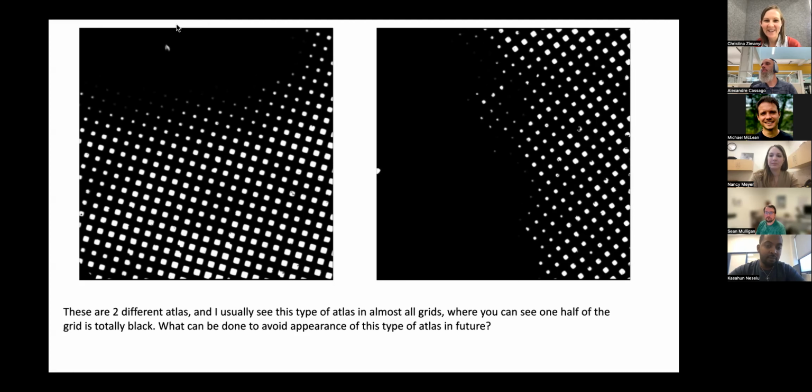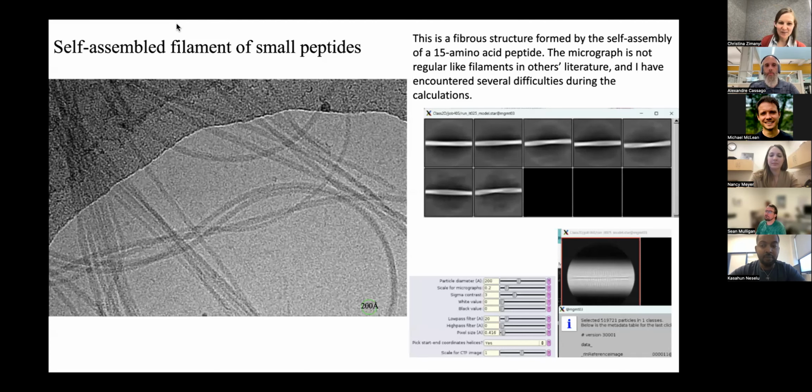Awesome. Thanks, team. All right. So in this case, this person actually didn't have too many questions about what they were seeing in their micrograph, but there was a question about further interpretation. So I thought we would throw it up and take a look at it. This is a fibrous structure, but this person can clearly see it and is having trouble processing. So what do any of you see here?